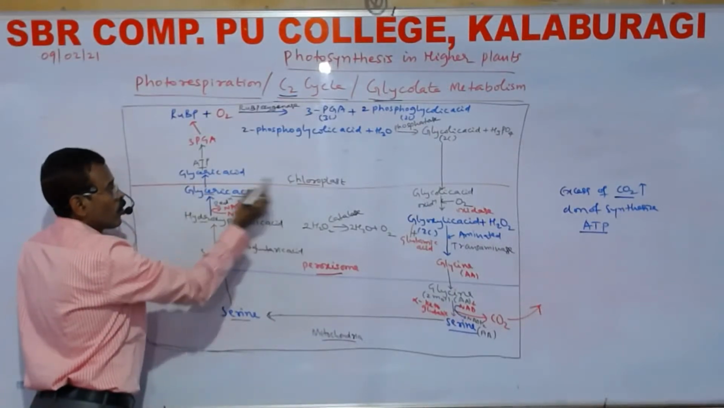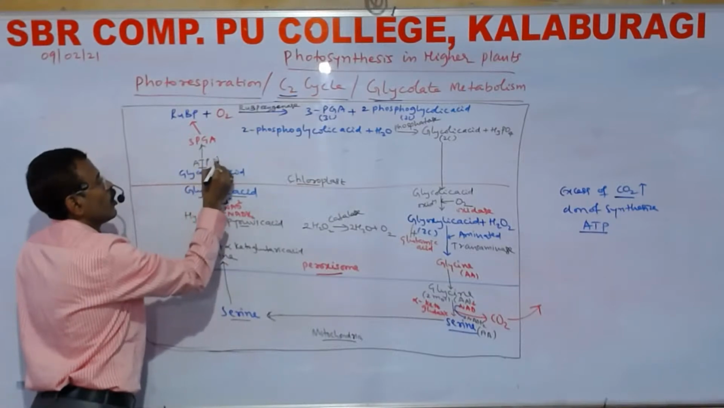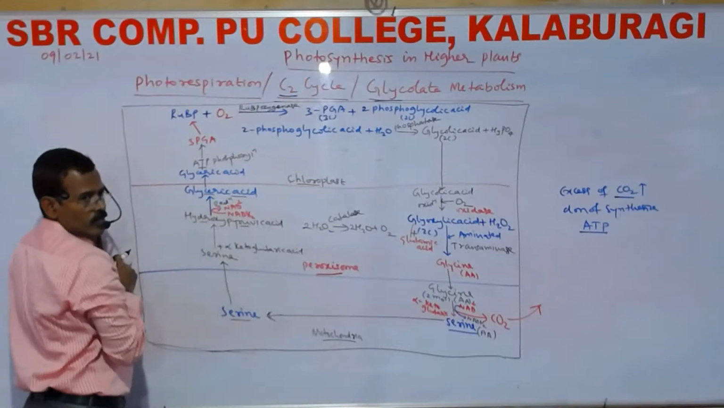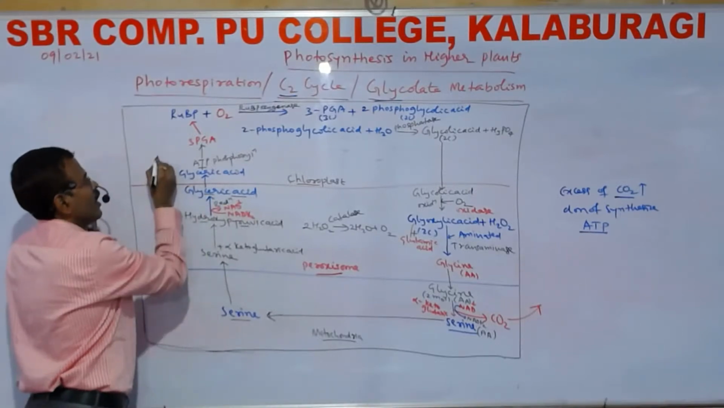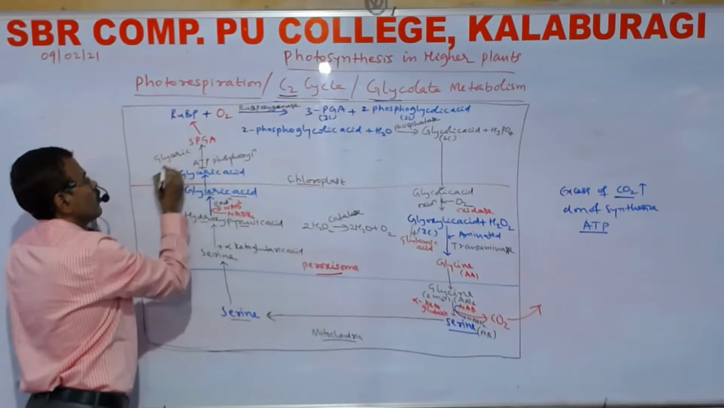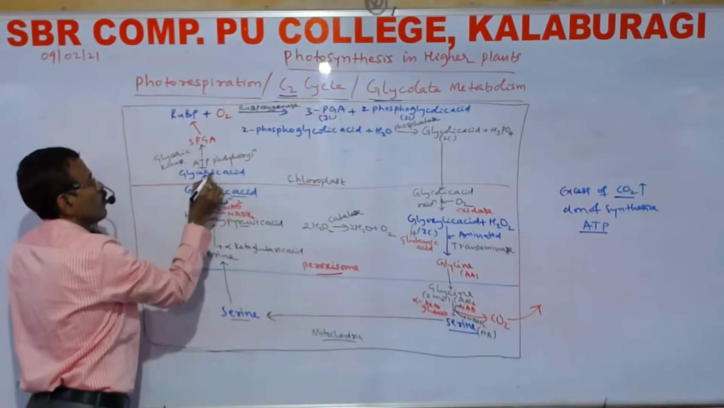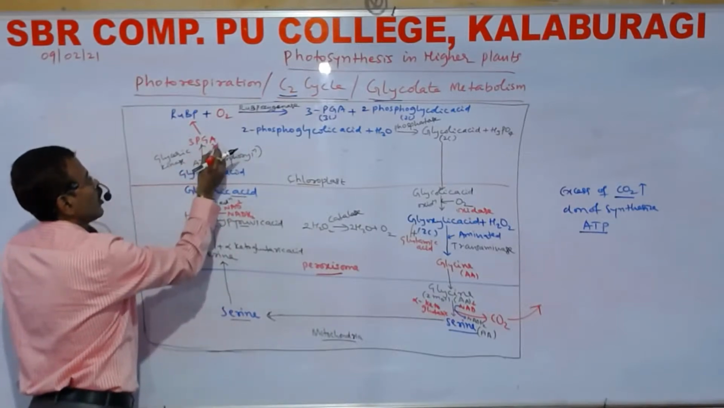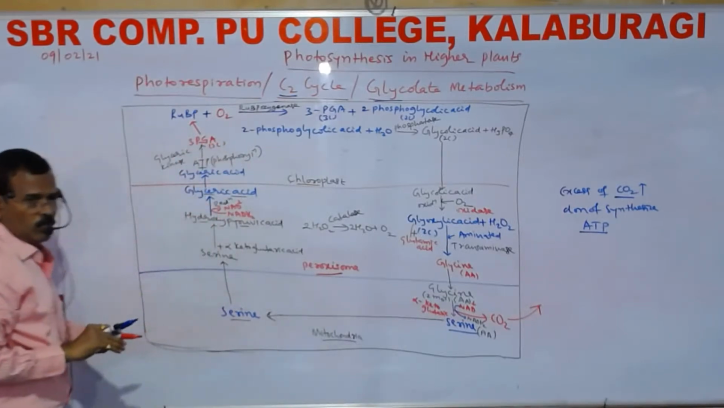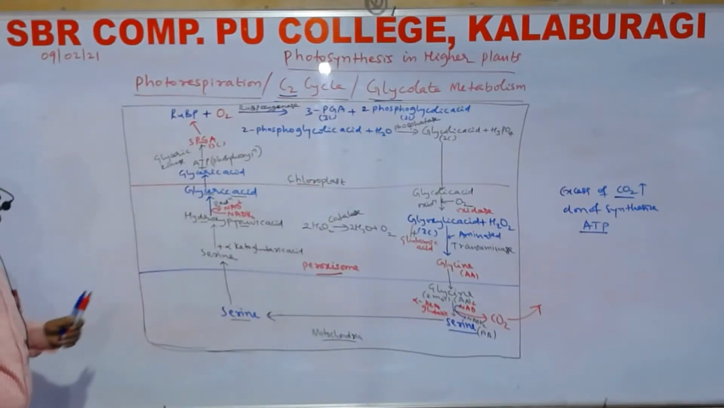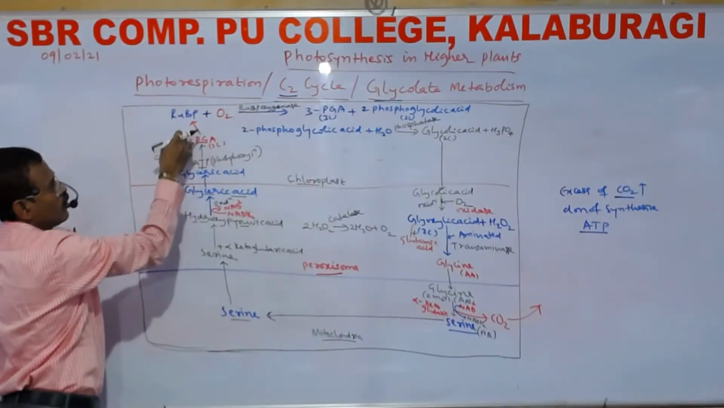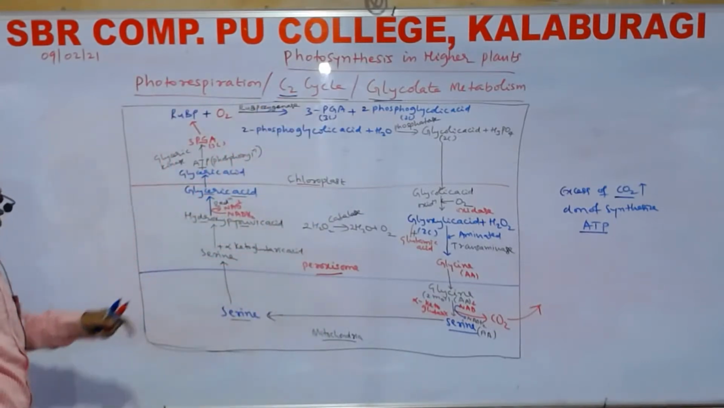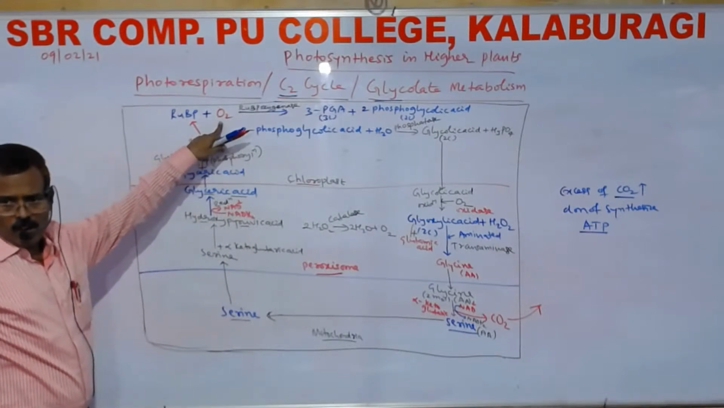re-enters. This glyceric acid will undergo phosphorylation with the help of glyceric kinase enzyme. Glyceric kinase enzyme will undergo phosphorylation and result in the formation of what? A 3-carbon compound, that is 3-phosphoglyceric acid. So this is reused, and this cycle can continue, depending upon the concentration of the oxygen.